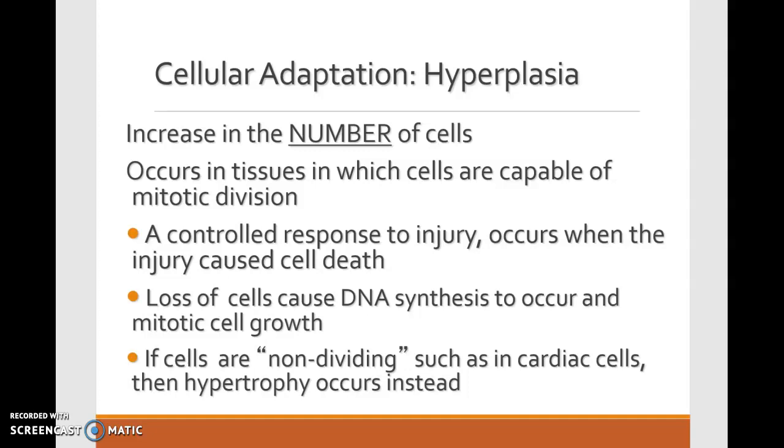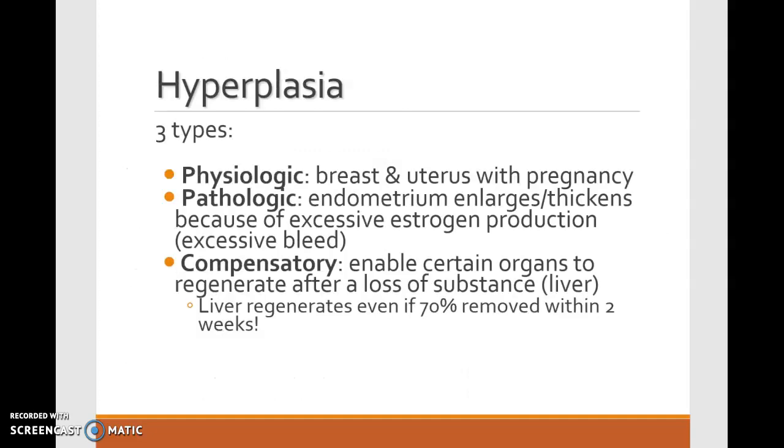It is often driven by hormones and growth factors, right? Like your breast tissue, you have hypertrophy and hyperplasia in the breast tissue when you're pregnant or breastfeeding, right? And that is a part of adaptation, and it's hormonally driven. Hyperplasia, you've got 3 different kinds: physiologic, pathologic, and compensatory. Breast and uterus with pregnancy, we were just talking about that.